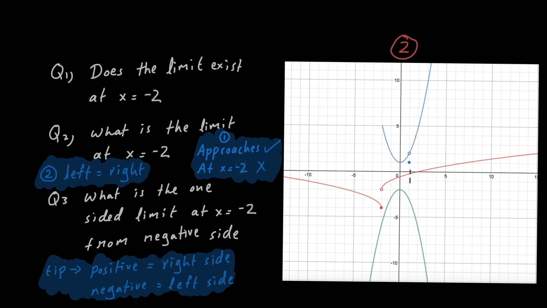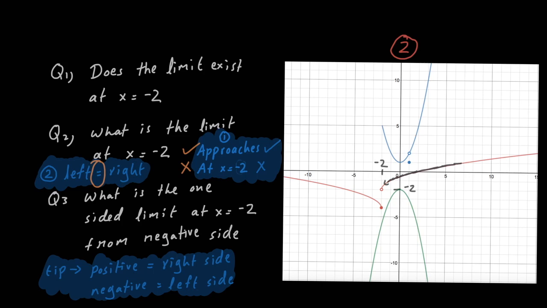Let's look at graph number 2 or the red graph. Question 1. Does the limit exist at x is equal to minus 2? Rule number 1 is it does not matter what the value of x is at minus 2. And rule number 2 is that the left side limit and the right side limit should approach the same value. So at x is equal to minus 2, if we look at the graph from the right side or the positive side, we can see that it is approaching negative 2.